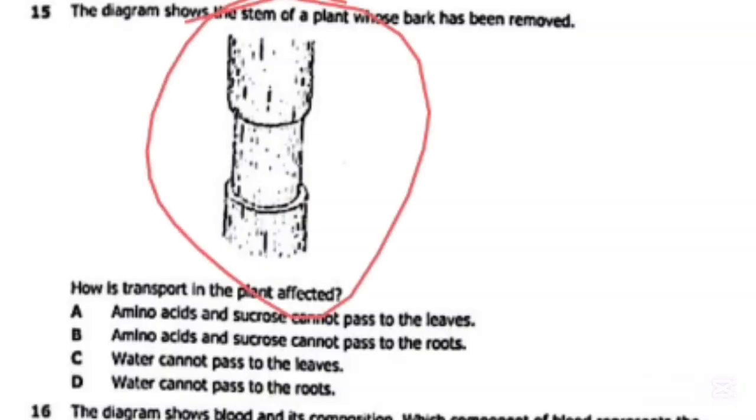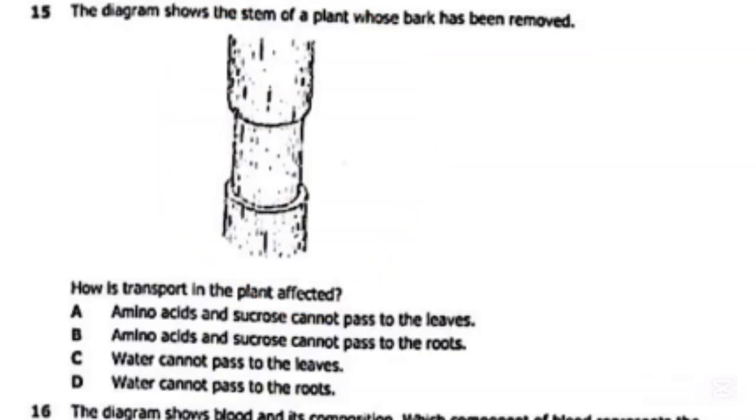So we can see here, this is a plant whose bark has been removed. So now the question is, how is transport in the plant affected? How is transport affected in this plant when you remove the what? The bark. So you have to understand here first the structure of what? The stem.